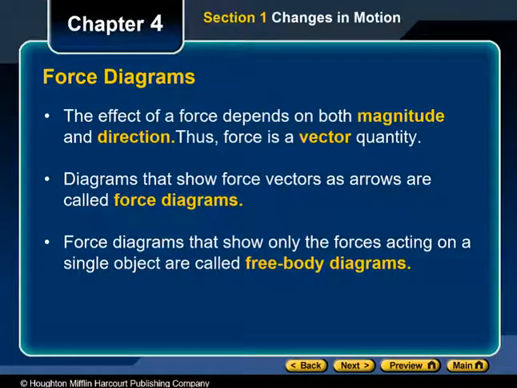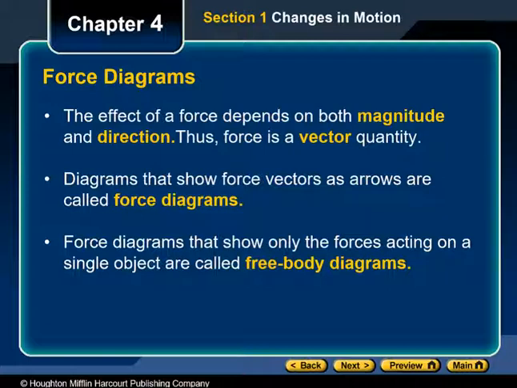Force diagrams. When you push a toy car, it accelerates. If you push the car harder, the acceleration will be greater. In other words, the acceleration of the car depends on the force's magnitude. The direction in which the car moves depends on the direction of the force. For example, if you push the toy car from the front, the car will move in a different direction than if you push it from behind.